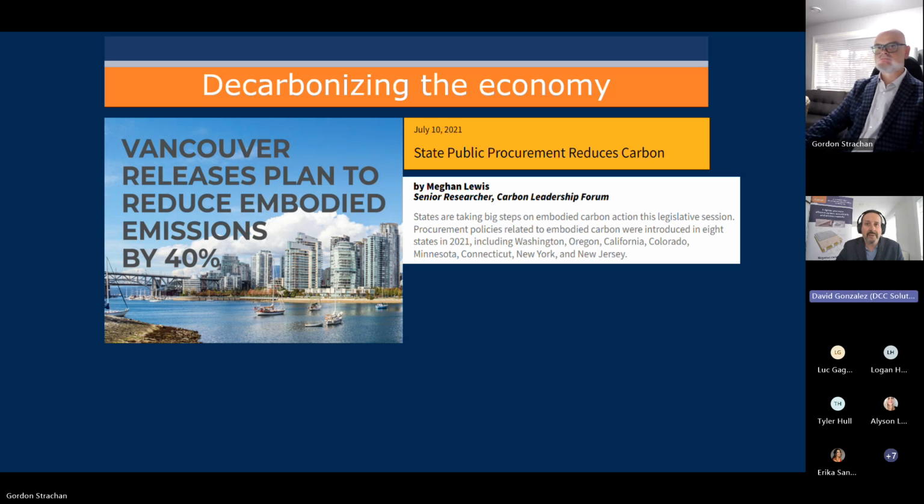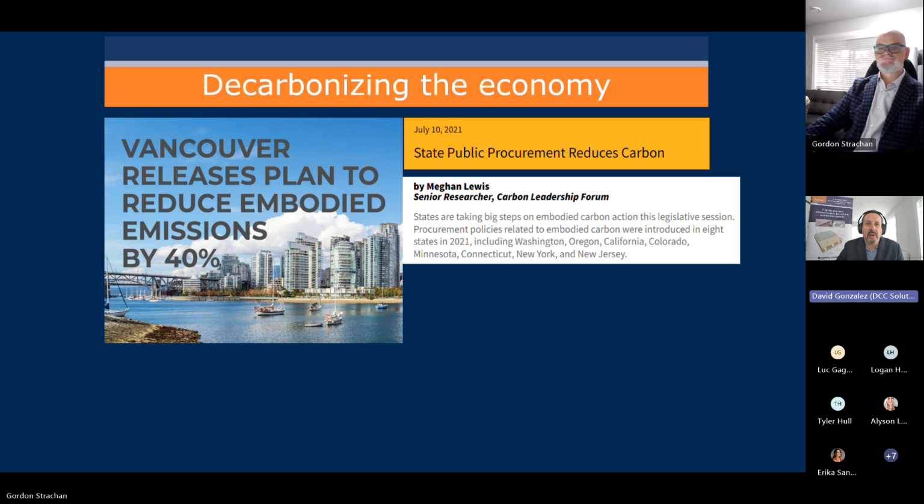So embodied carbon has really become an area of focus in mitigating climate change, with a lot of jurisdictions and federal governments moving towards setting performance targets and requirements. There are already various municipal governments that are following suit.